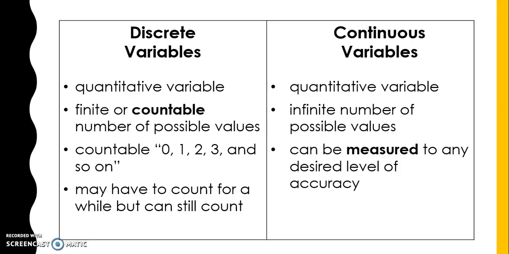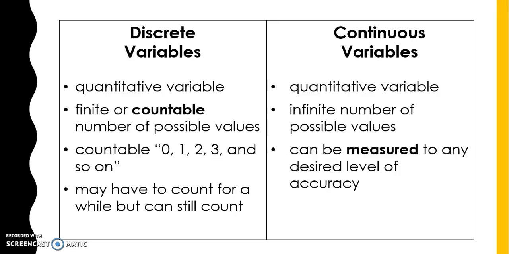So by countable here we mean 0, 1, 2, 3, and so on. So a key thing to remember is that we may have to count for a while, but we can still count. So that's the important thing to remember here. While continuous variables take on an infinite number of possible values and can be measured to any desired level of accuracy. So discrete is countable, continuous is measurable.